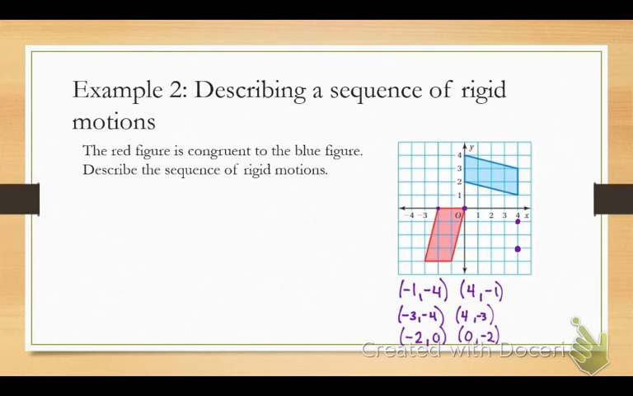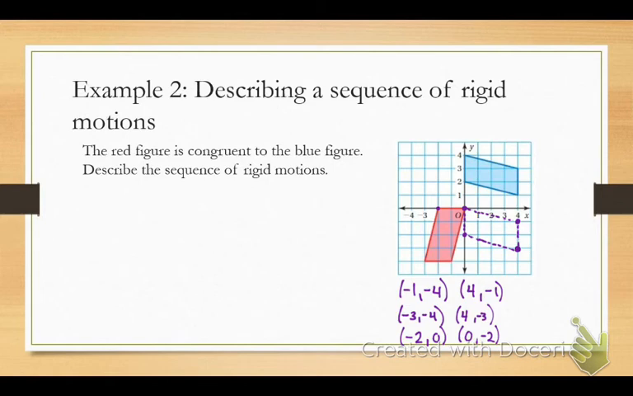Okay, 0, -2. All right, so there we go. I'm just going to draw a little dotted line just to define it. It does not change shape. I just did the rotation. I rotated it, so now it's facing the same direction as the blue figure. Yay, I did it. But it's still not quite where the blue figure is.